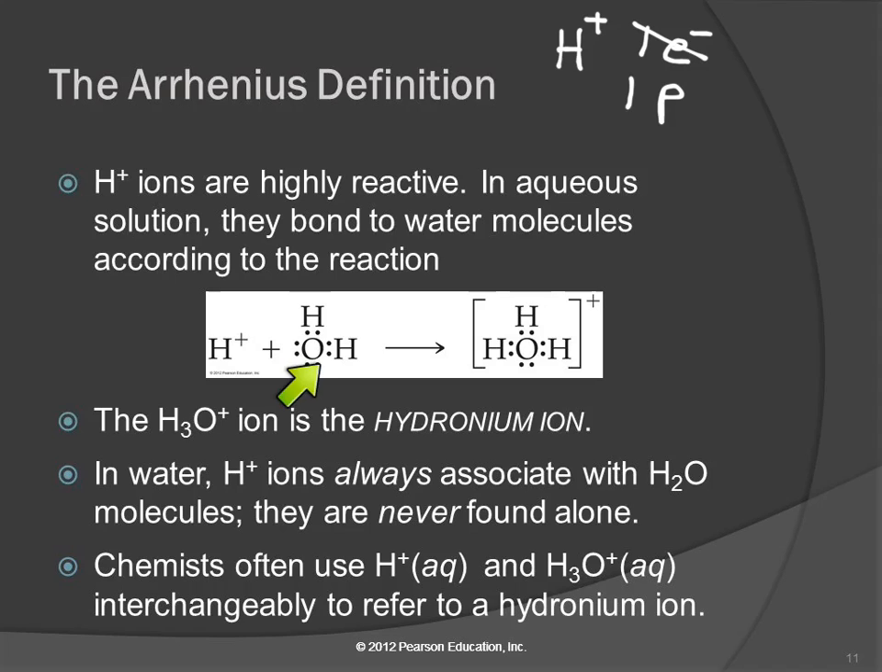So in aqueous solution, there are always water molecules available to hold the hydrogen ions. And that's what always happens. So we often use these terms, H plus aqueous and H3O plus aqueous, interchangeably. Because sometimes using the correct term, which is the H3O plus, just makes the equation really kind of complicated. And so it's a lot simpler to just write H plus, but we understand that actually that H plus is riding on a water molecule.